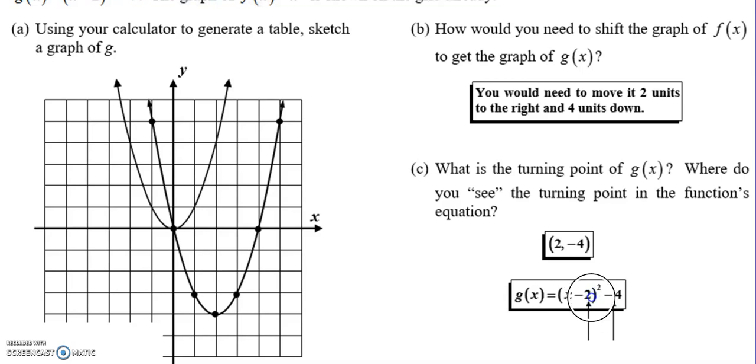And you could see that this 2, the negative 2, is really close to there, and the negative 4 is there. So there is a relationship between these numbers here and the turning point, and we'll see that quite a bit. Notice that the 2 is opposite, but the 4 was the same signs.